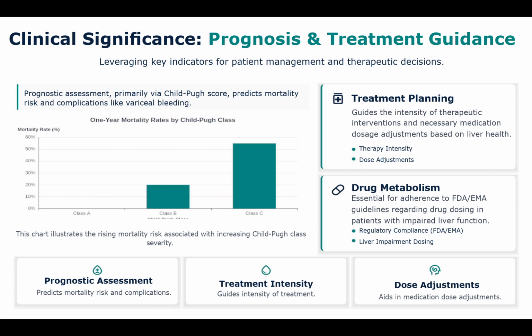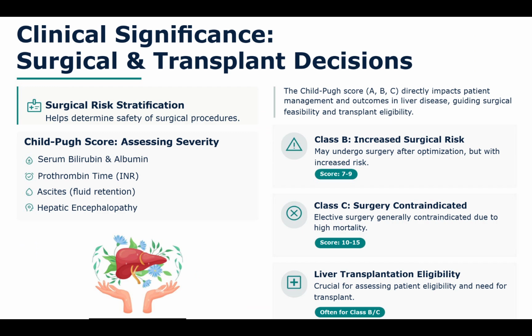Beyond prognosis, this score is absolutely crucial for treatment planning. It helps guide the intensity of therapeutic interventions and necessitates precise medication dose adjustment, as liver function directly impacts drug metabolism. Understanding its implication for drug metabolism is so essential that it directly informs FDA and EMA guidance on appropriate drug dosing for patients with liver impairment, preventing toxicity or ineffective treatment.